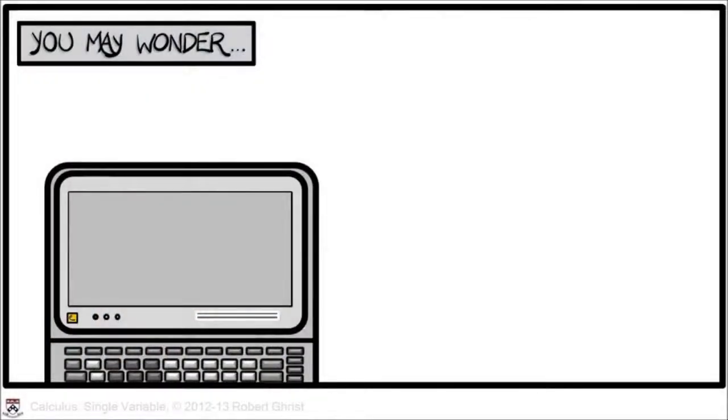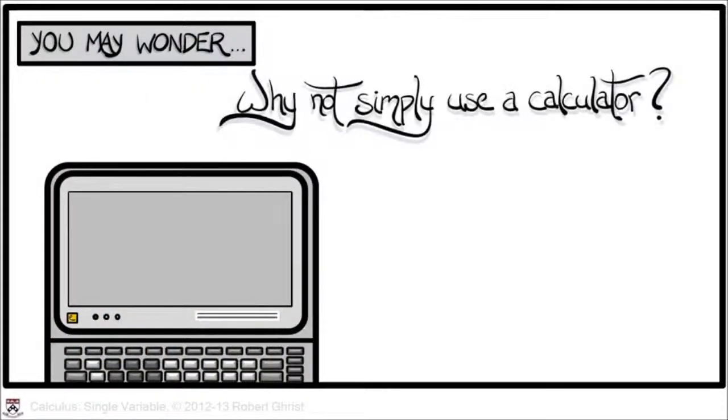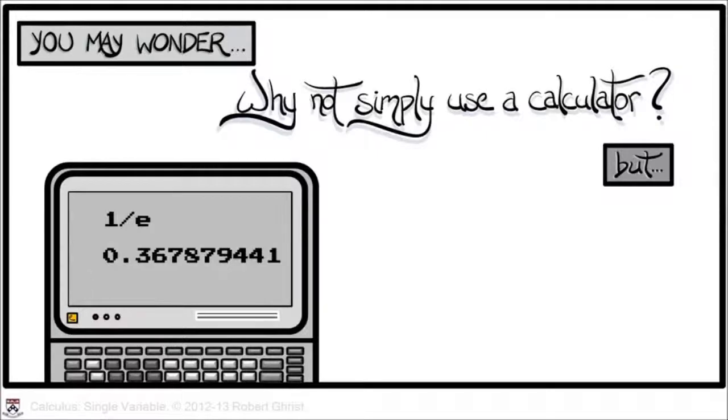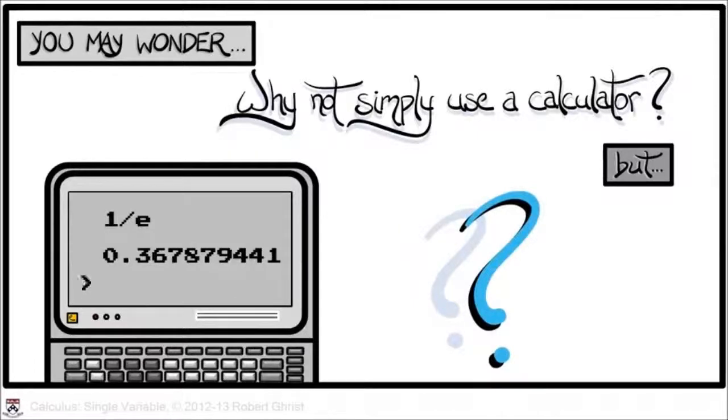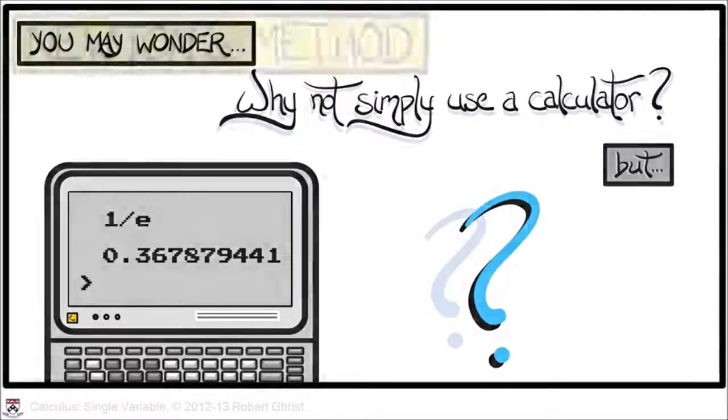Now, I can hear you wondering why we don't simply use a calculator. But what is the calculator doing? How does the calculator compute a number? Well, the calculator is using linear approximation as well, often through the following algorithm.